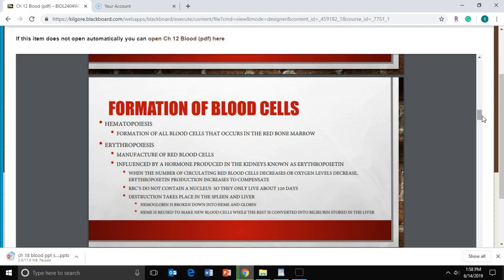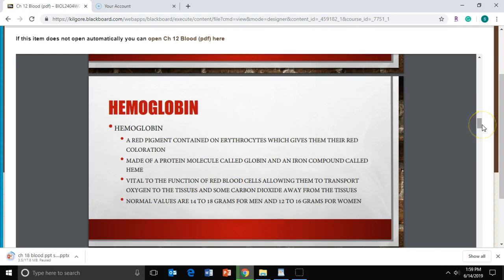Now, when the red blood cell is broken down, we end up with one of the substances in that red blood cell that transports the oxygen, called hemoglobin. And hemoglobin, once it's broken down, will break into heme and also globin, which is a protein. Heme can be reused and converted into bilirubin, which will be stored in the liver. What I want you to know about hemoglobin is it is a red pigment that's contained inside of the erythrocytes and gives them the red color.